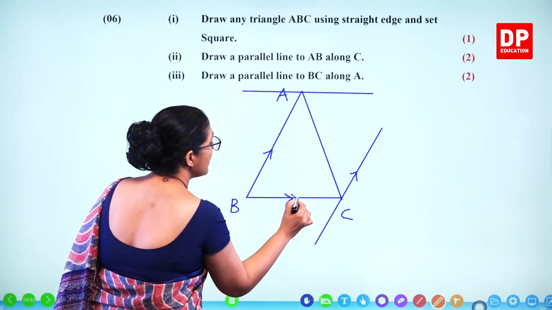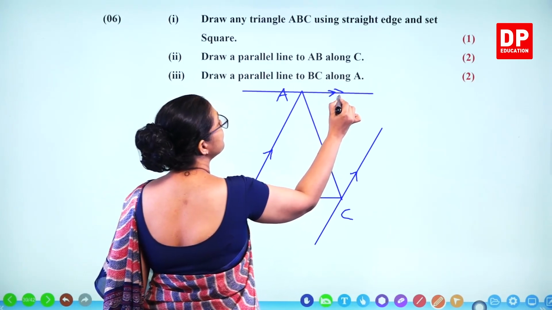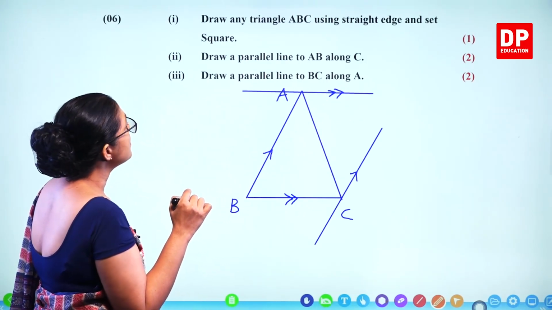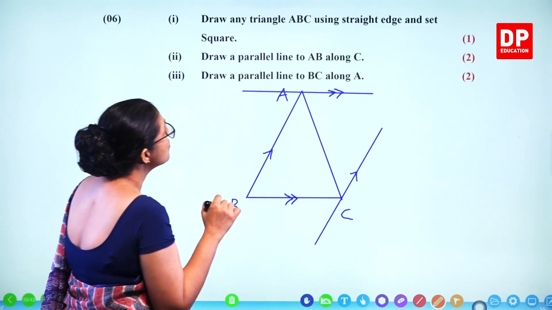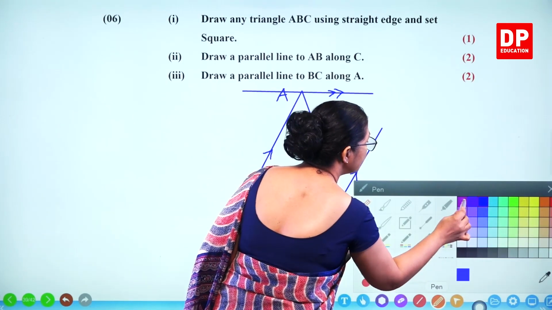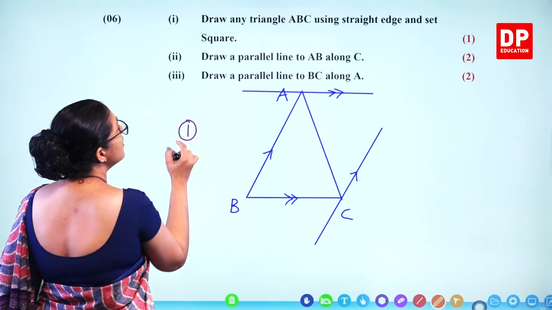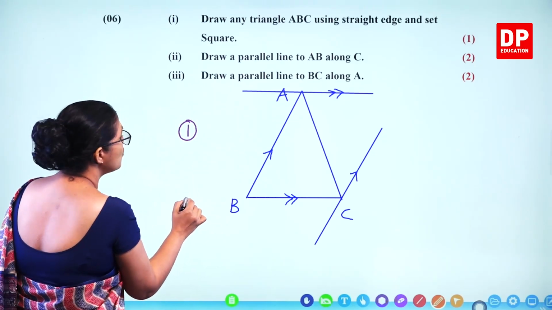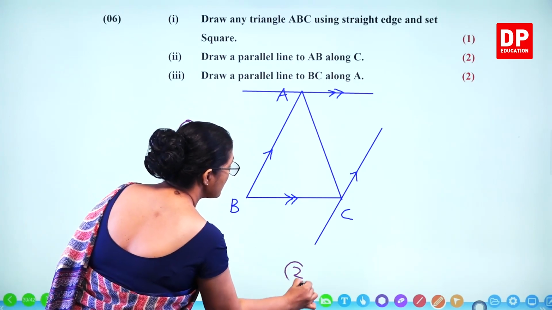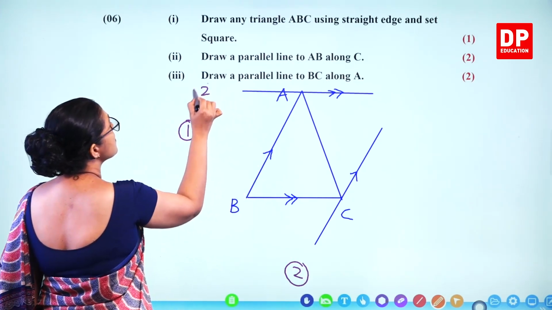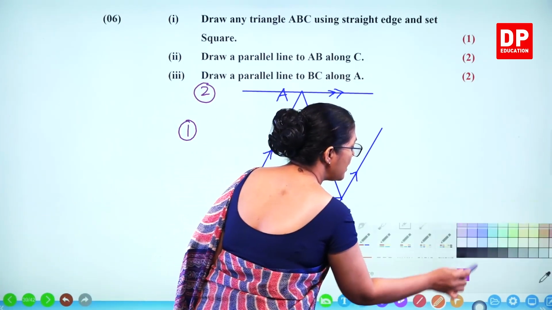So this line and this line are parallel. So you get 1 mark for the ABC triangle and 2 marks each for the 2 parallel lines. 2 marks for this one and 2 marks. So 5 marks already given.